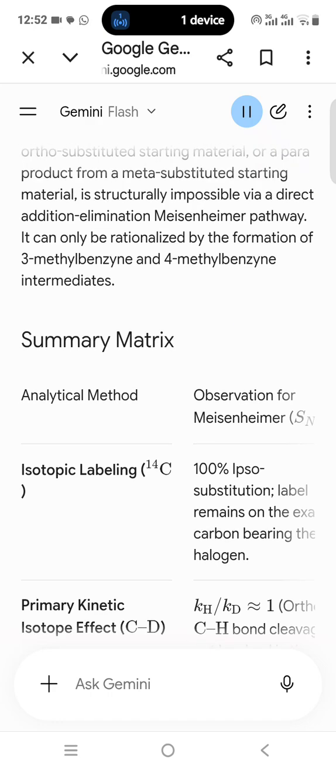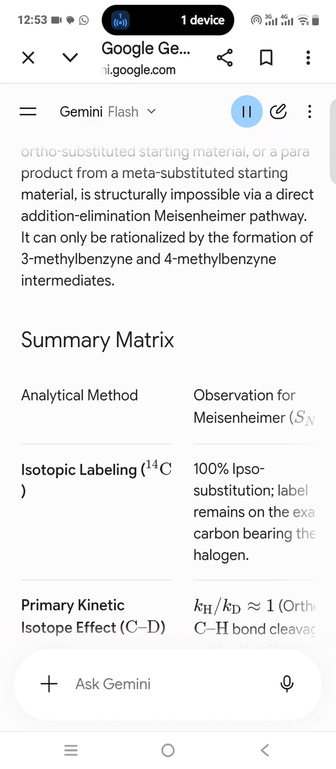The formation of the meta product from an ortho-substituted starting material, or a para product from a meta-substituted starting material, is structurally impossible via a direct addition-elimination Meisenheimer pathway. It can only be rationalized by the formation of 3-methylbenzyne and 4-methylbenzyne intermediates.